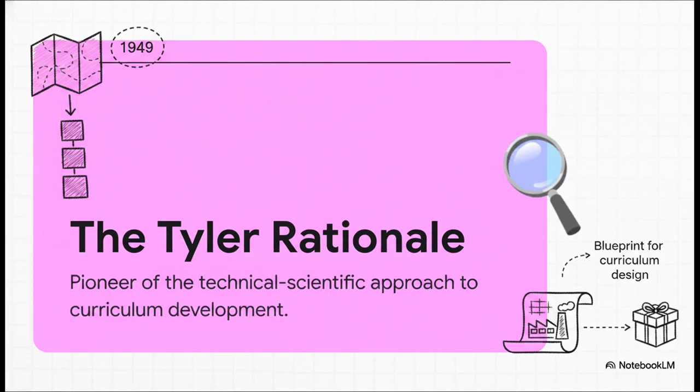To find our map, we're actually going back to 1949 to an educator named Ralph Tyler. He created this deductive, linear, and sequential blueprint for curriculum design that became known as the Tyler Rationale. It's widely considered the pioneer of the technical, scientific approach to education. We often call this a product model because it places a massive emphasis on the final learning outcomes, the end product of the education itself, rather than just the messy process of getting there. Basically, Tyler wanted teaching to be deliberate and highly measurable.